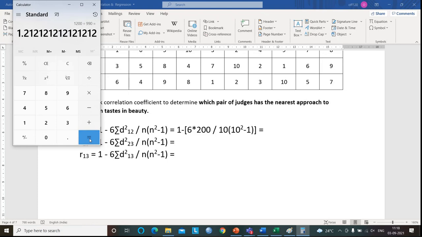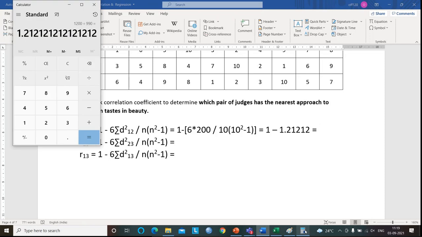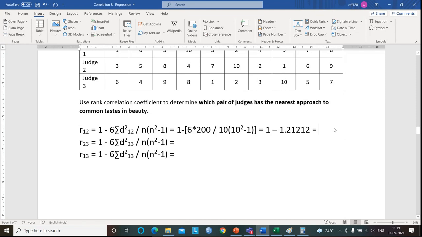I got the answer as 1.21212. That means I have the formula 1 minus 1.21212. What is the answer? Minus 1, we get minus 0.212. Okay, this is our first answer.